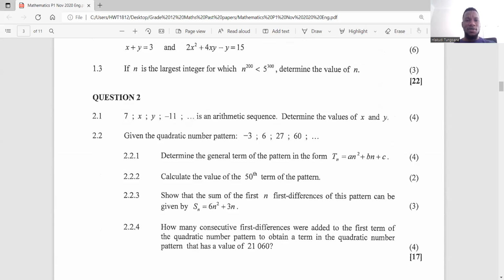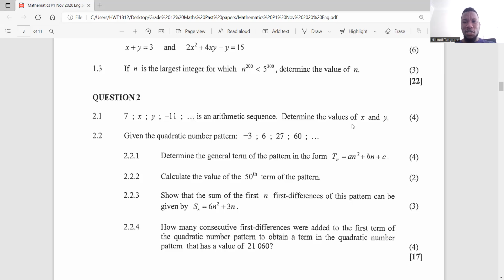Let's look at what the question asked of us. The first question says you're given a sequence, which is 7, x, y and minus 11, and they told you that this is an arithmetic sequence. Remember what I said: every time they tell you the sequence is of a particular nature, you need to be thinking about the characteristics of that sequence, right? In this case, the difference between consecutive terms should give us a constant, the common difference. And then we need to be thinking about the Tn formulas that we've learned, and the Sn formulas, right?